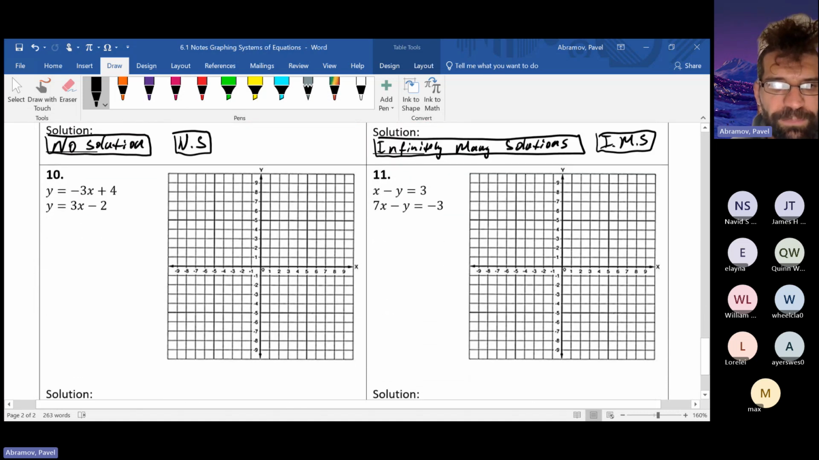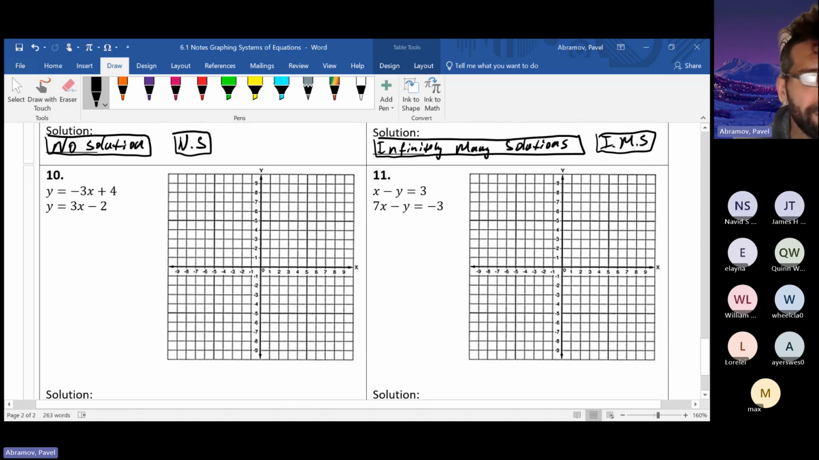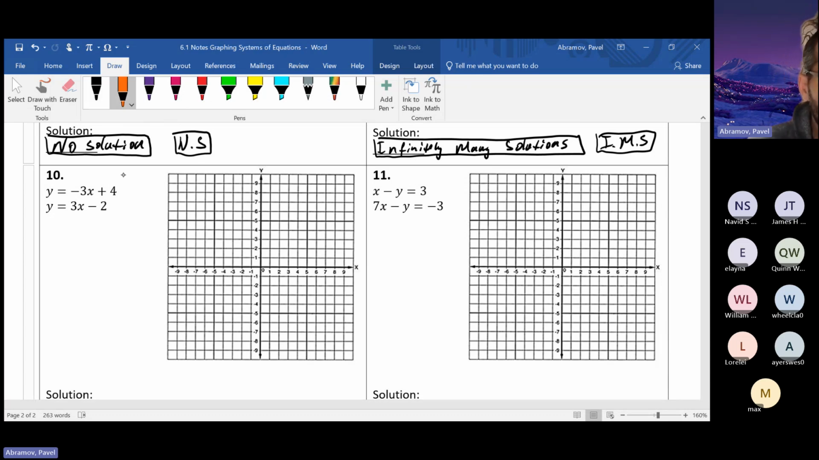Okay, last two examples. So for question 10, both equations are already in slope-intercept form. For the first equation, the one that we're going to graph in red, we know the slope is equal to -3 and the y-intercept is equal to 4. And of course, the slope should be a fraction, so we're going to write it as -3/1. So we're starting at 4, and then we go down 3, 1 to the right. And remember, we want to draw all of the points. We want to plot as many points as we can to make our intersection accurate.